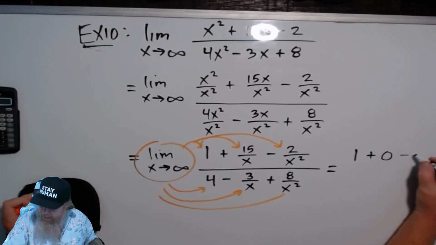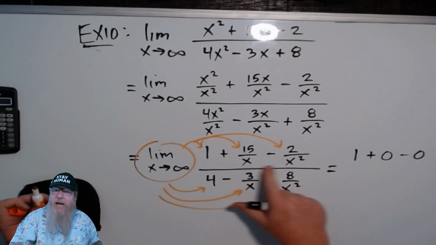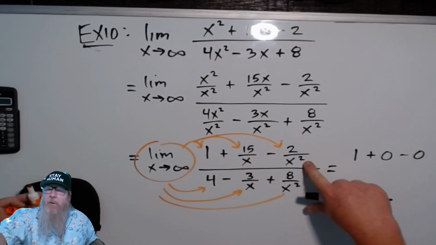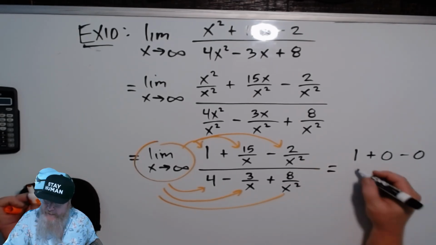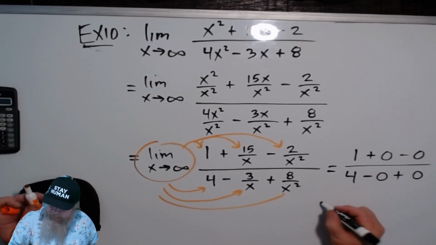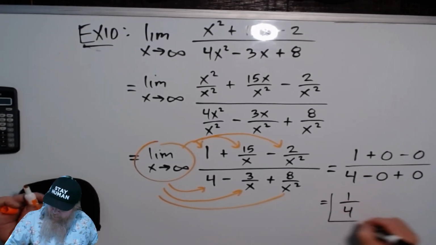And then 0 and then minus 0, yeah? So anytime I have a constant divided by x, or x to any power, those are all going to be 0. And then 4 minus 0 plus 0, so the limit would be 1/4.